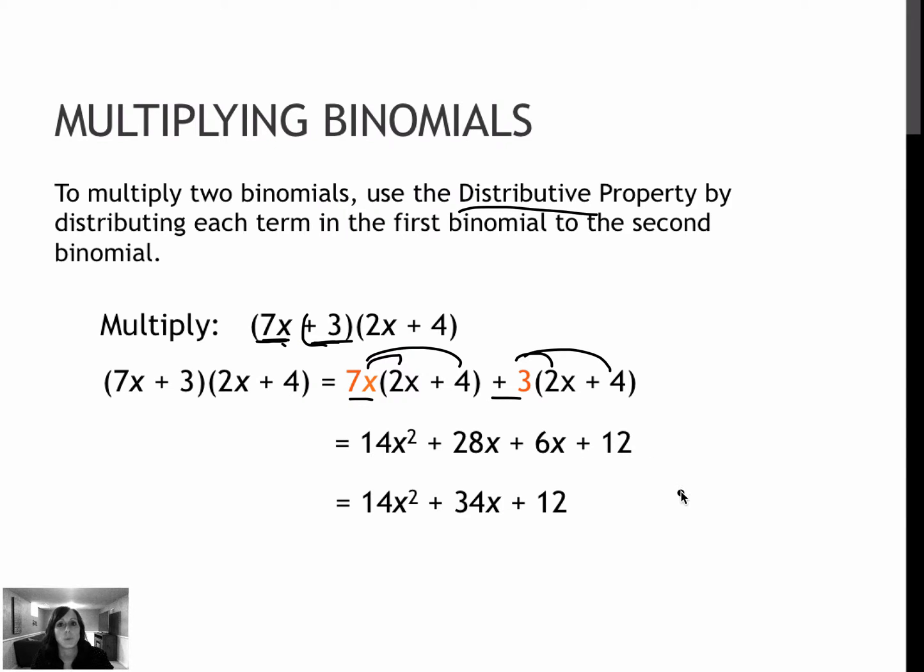And quite often when we multiply binomials, we end up with like terms that can be combined. So my final answer would be 14x squared plus 34x plus 12. Again, to find that result, I simply took my first binomial and split it into two parts and distributed.